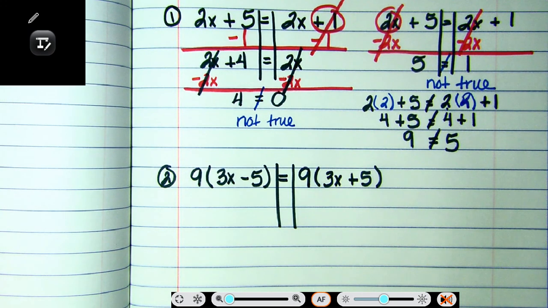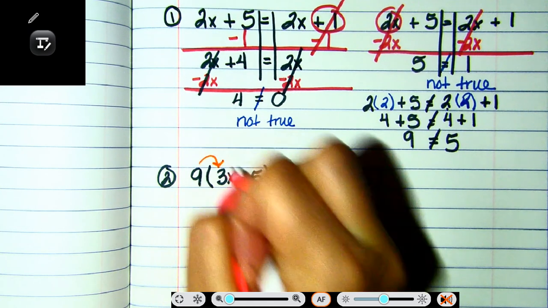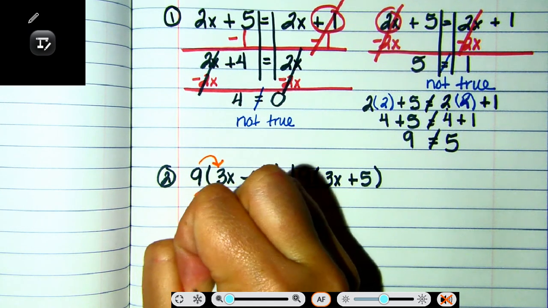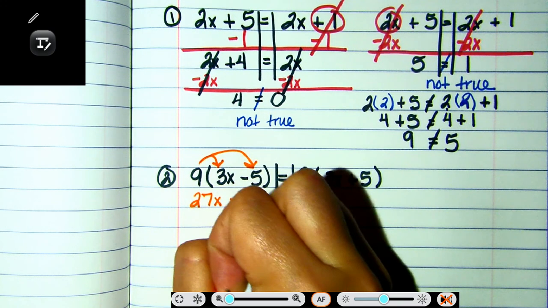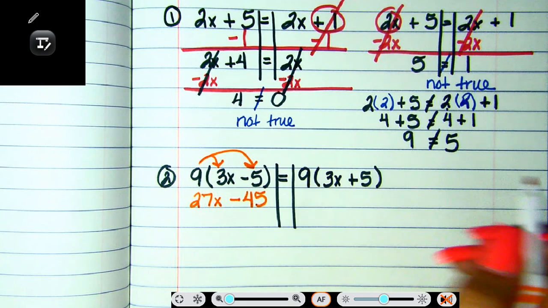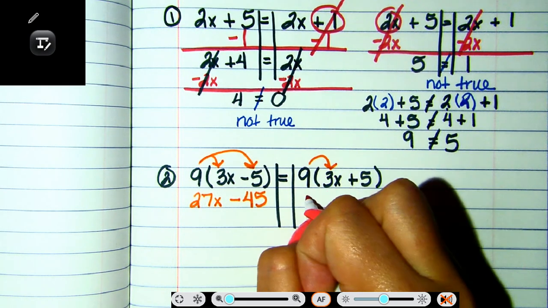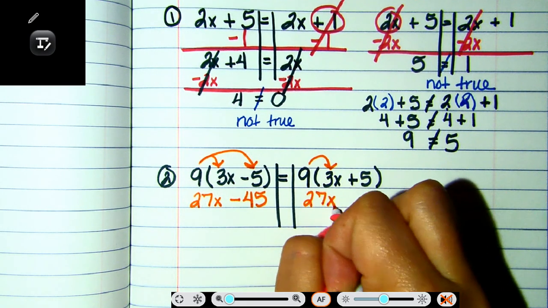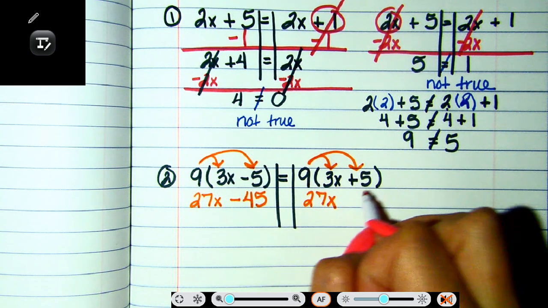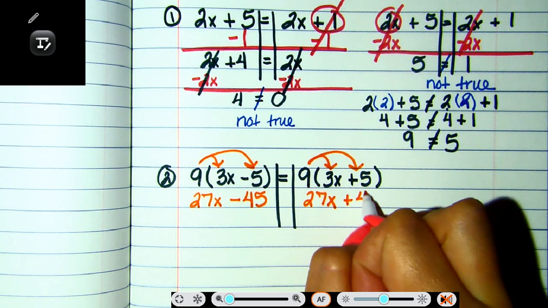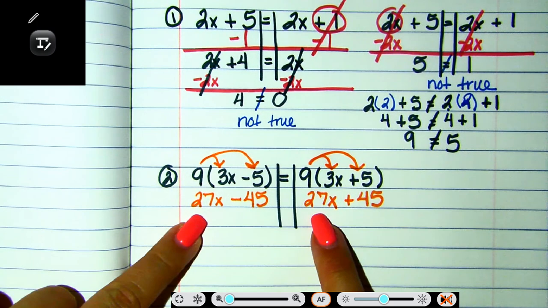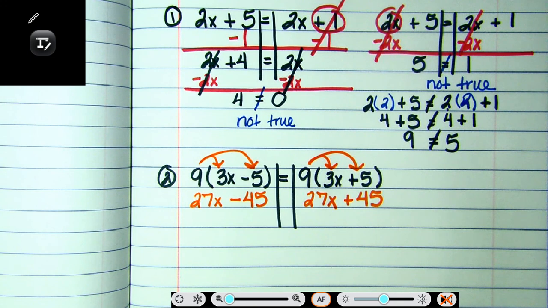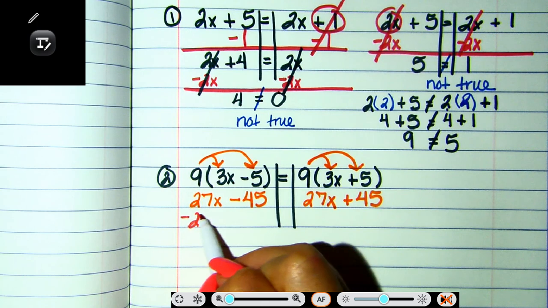So let's take care of the distributive property. 9 times 3x is 27x. 9 times a negative 5 is negative 45. 9 times 3x is a positive 27x. 9 times a positive 5 is a positive 45. Already, these are totally two different equations that are never going to equal each other, but let's just try it. Let's subtract 27x from each side.